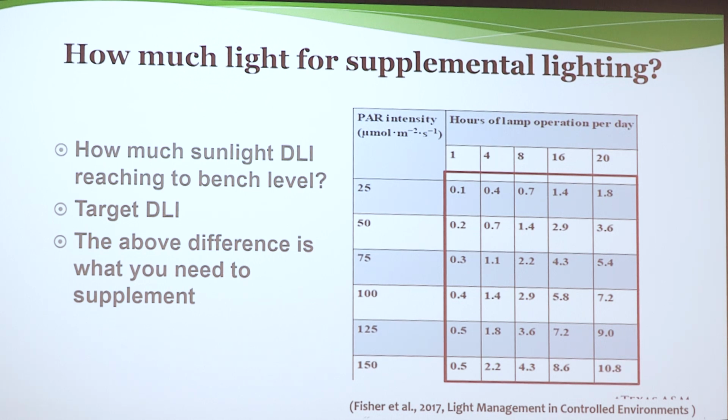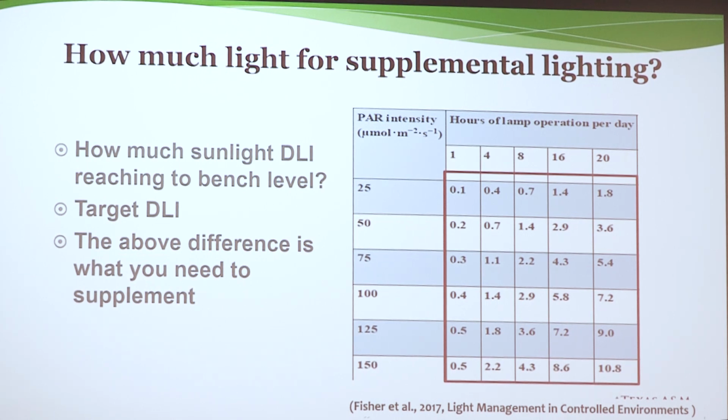Now, to determine how much light is needed, we need to know how much you are receiving from sunlight, as we already showed you, and then you need to consider how much light is inside the greenhouse. If you can have a sensor inside the greenhouse, that would be best, then you know how much light there is. Of course, you need to measure at the bench level where the plants are, not on top of it. The distance is going to make big differences.